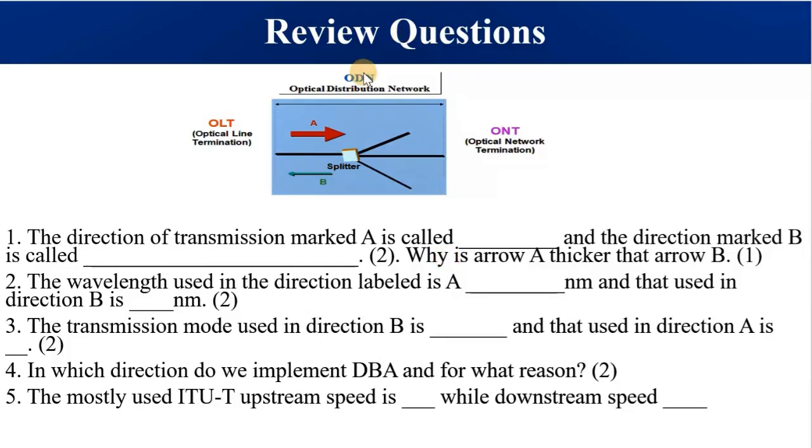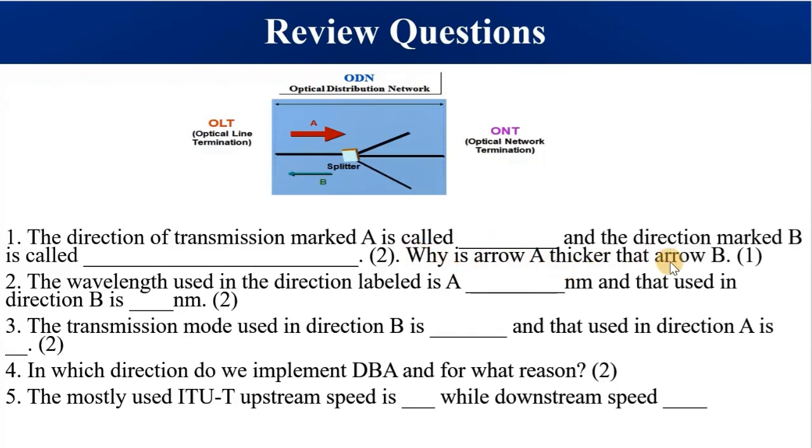Please, here are review questions from the last two slides. Number one, the direction of transmission marked A. This red arrow there is labeled A. What's the transmission mode used in this direction? And the direction marked D. We saw that this direction is called the broadcast manner, and this direction is called TDMA manner. Okay, can you attempt the remaining questions?